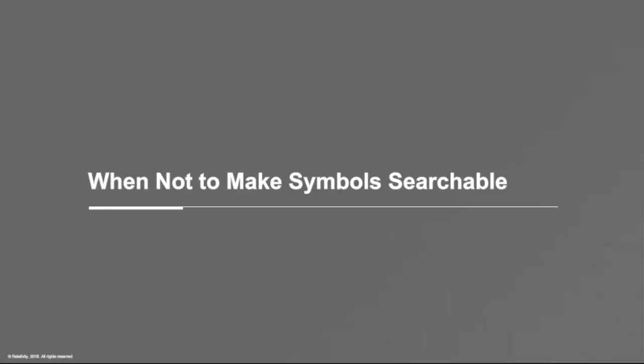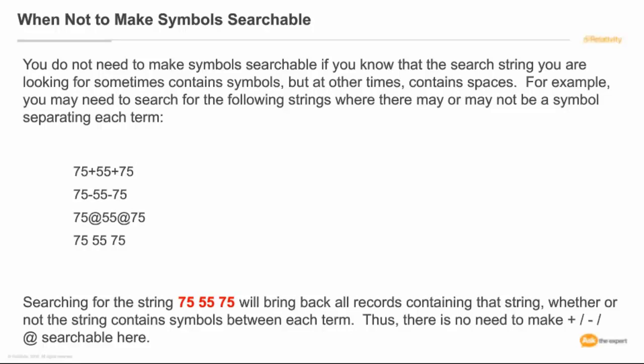All right, so there are certain cases where you don't want to make certain characters searchable, and we'll go over that in this next slide here. So you do not need to make symbols searchable if you know that the search string you're looking for sometimes contains symbols, but at other times contains spaces. For example, you may need to search for the following strings where there may or may not be a symbol separating each term. The point here is that if you need to look for a very specific phrase that has a specific symbol embedded in it, that is a situation where you would want to make that symbol searchable.